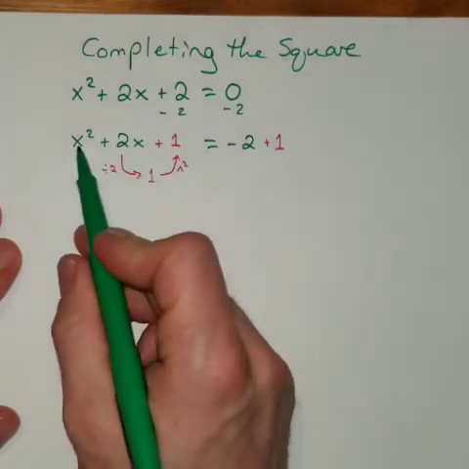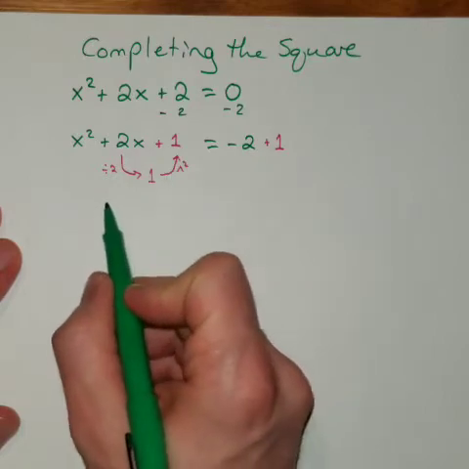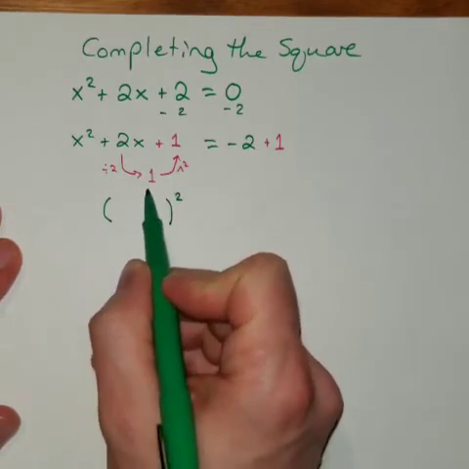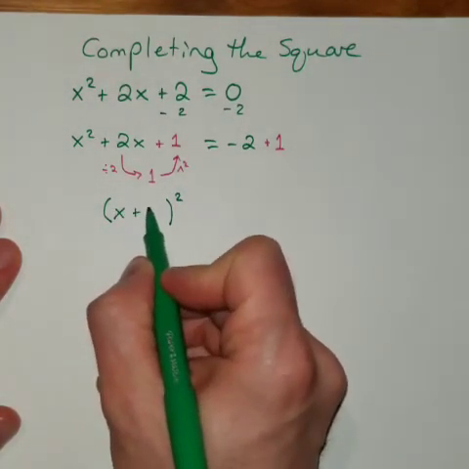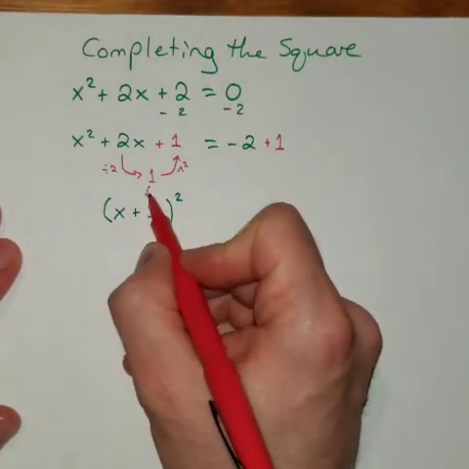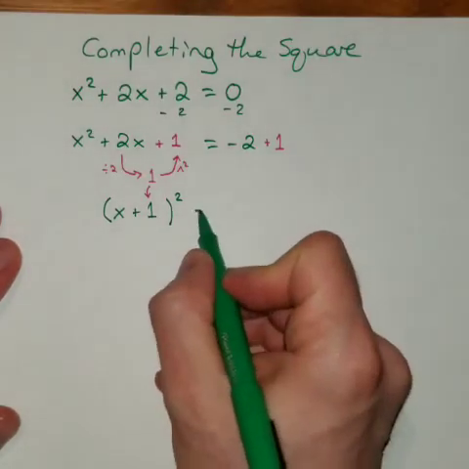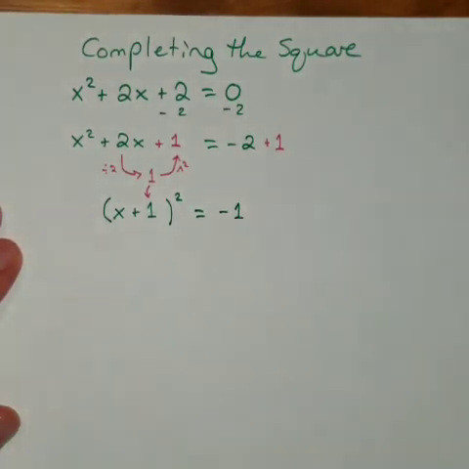So if you look on the left here, this technically is a perfect square trinomial. I'm going to go ahead and factor it immediately, and I'm going to bring down this 1 so it becomes x plus 1. Right, so that 1 is what comes down here. And that is going to be equal to, if I combine these terms, negative 1. Right? So now we can utilize the square root property.